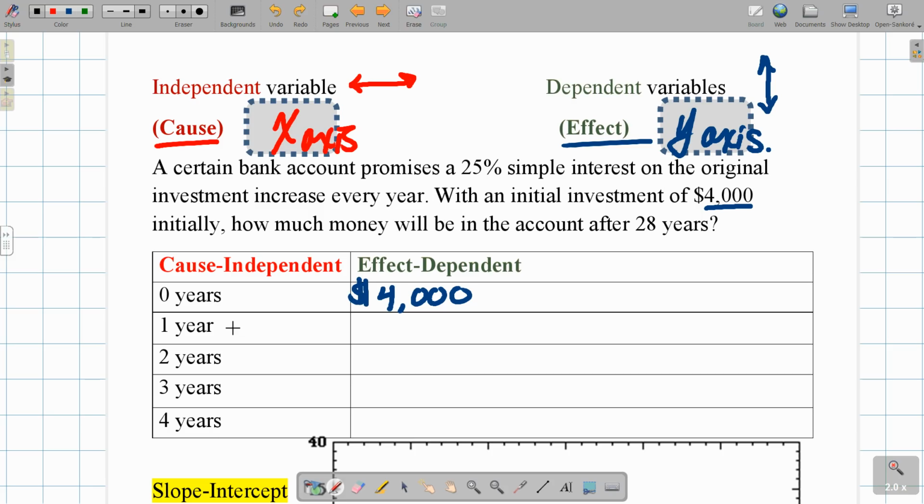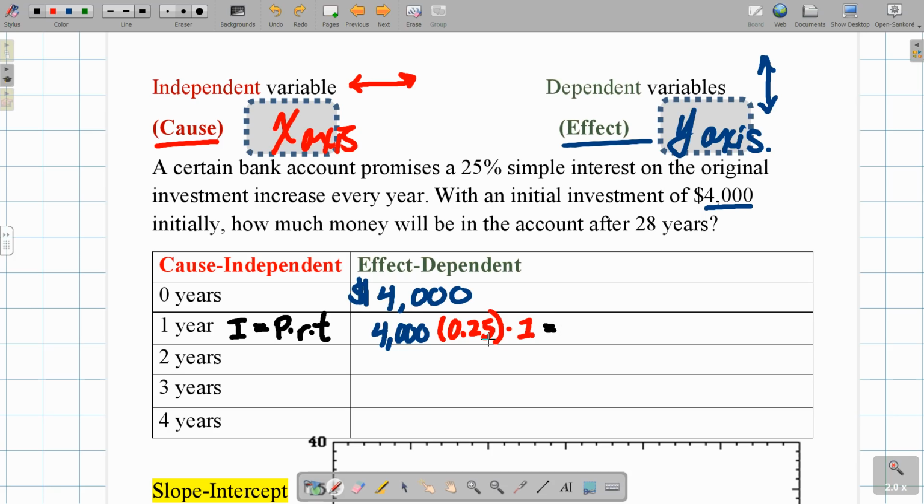Now to do simple interest, we're going to use this very simple equation. To get our interest, it's going to be the principal times the rate times the year. Or technically, time is usually T, but for us, our time is years. So I'm going to use T for time. So we take that principal, 4,000, and we're going to times it by 25% times 1 year.